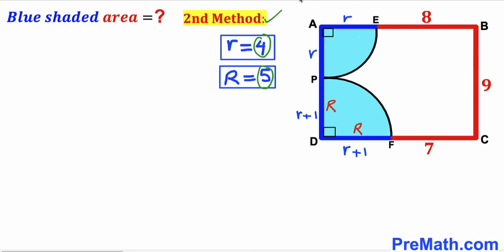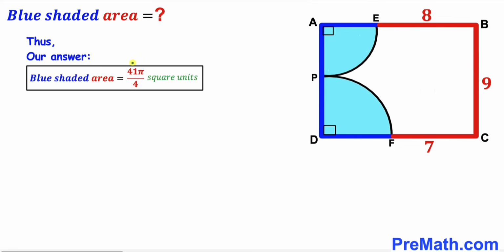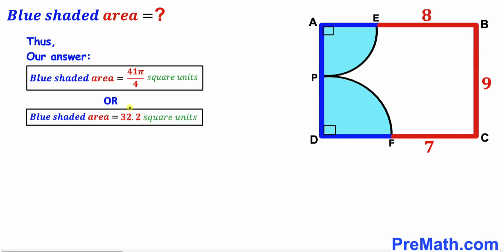So thus our blue shaded area turns out to be 41 pi divided by 4 square units by using both methods. And that is going to be equal to 32.2 square units as well. And that's our final answer.